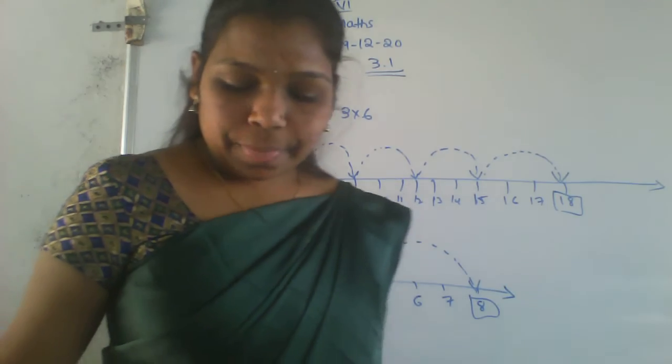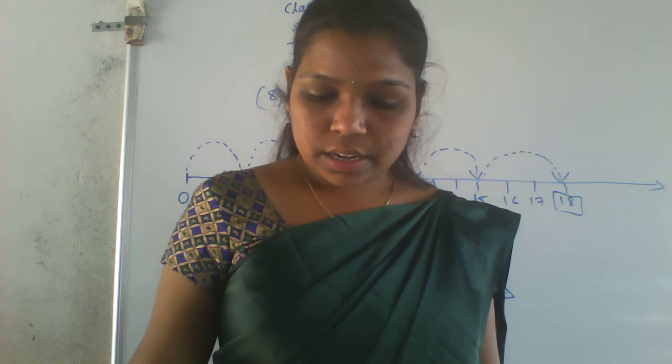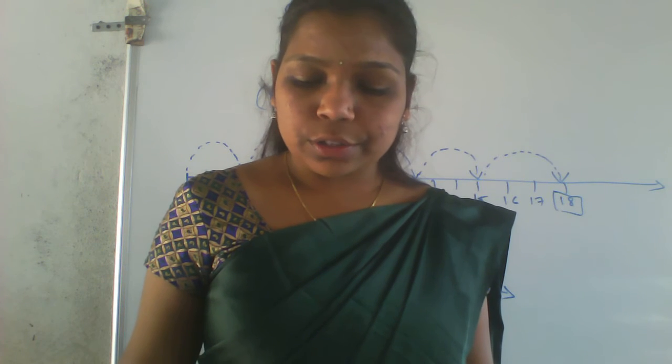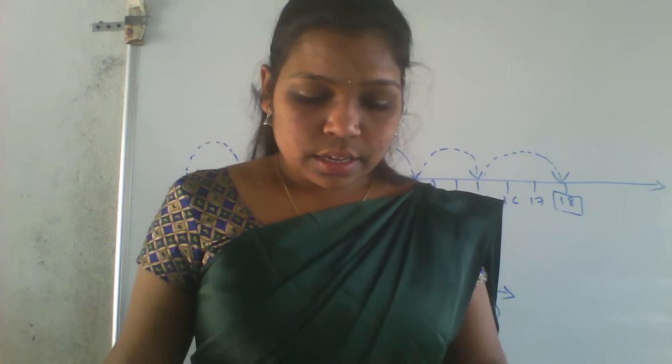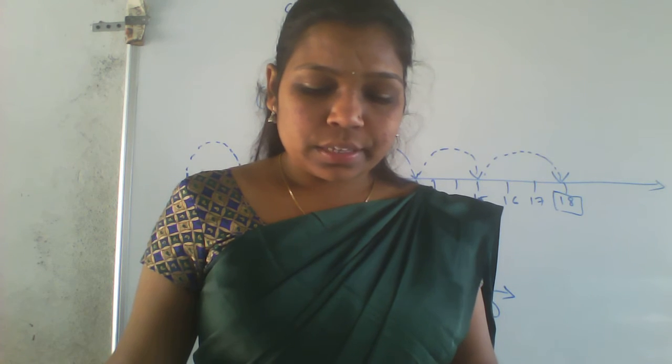Okay. So next another. That is the 11th one and 12th one also. 3 into 5 is there and 2 into 9 is there. That is do it yourself. Okay. So next we'll discuss the properties of whole numbers.